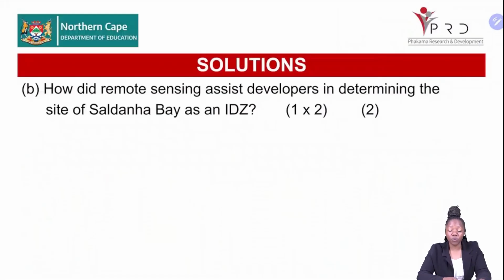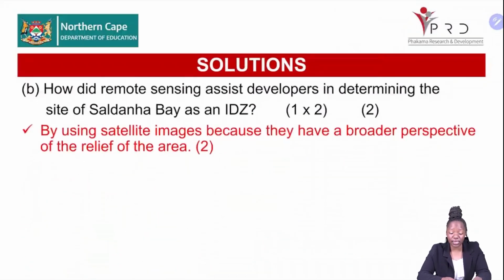So how did the remote sensing assist the developers in determining the site of the Saldanha Bay IDZ? By using a satellite image, because it gives a broader perspective on the relief of the area. Remember, they were able to capture the whole area at a distance without even going there. Therefore, they were able to get accurate information, and also to know on which side they were going to locate the IDZ, guided by the information gathered on the satellite image.